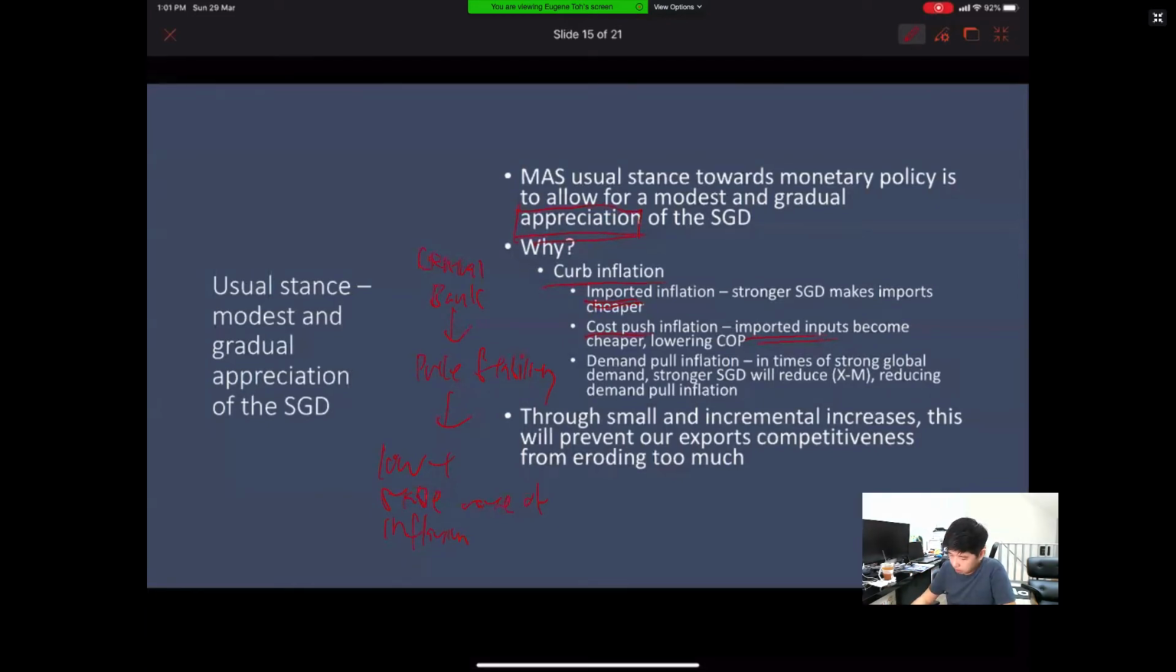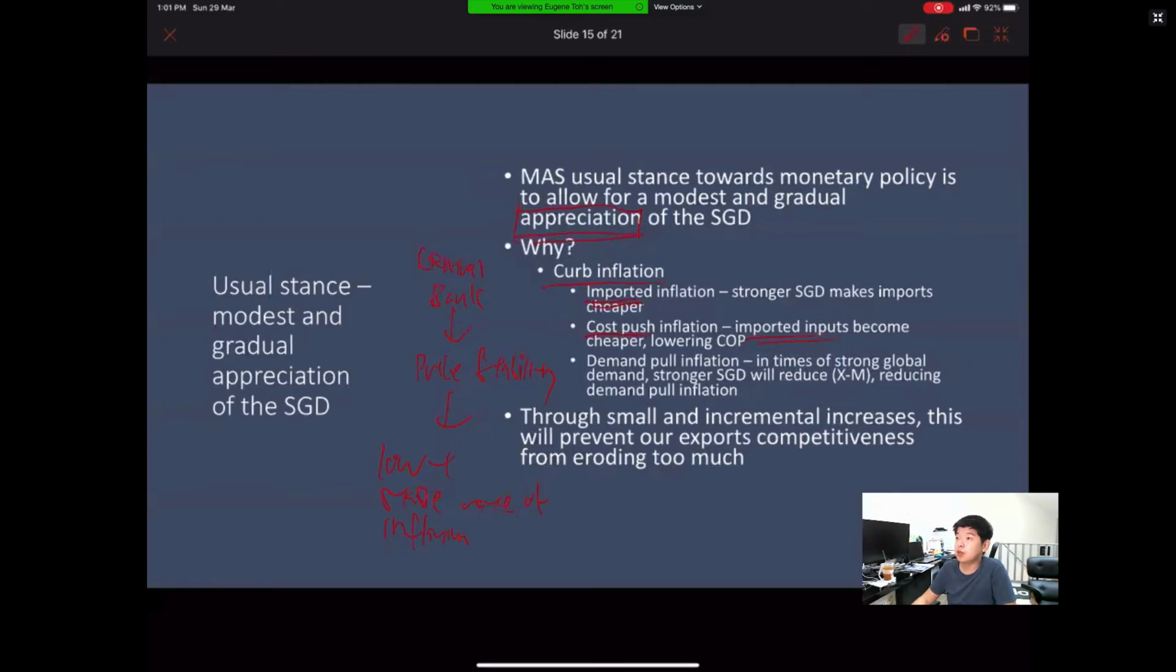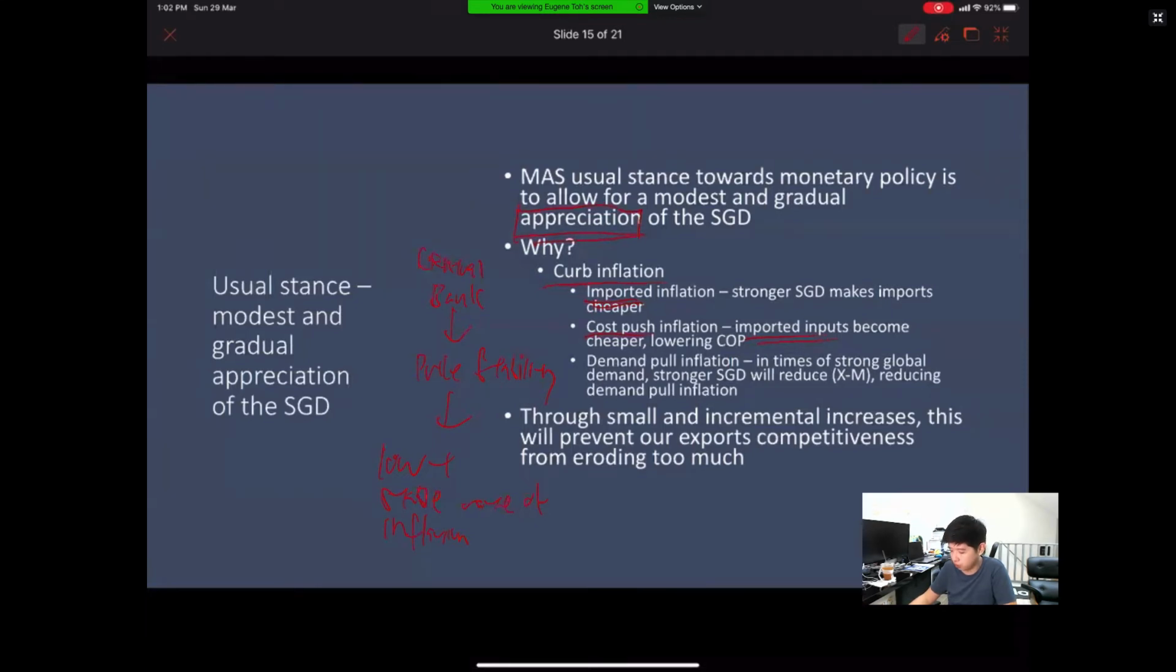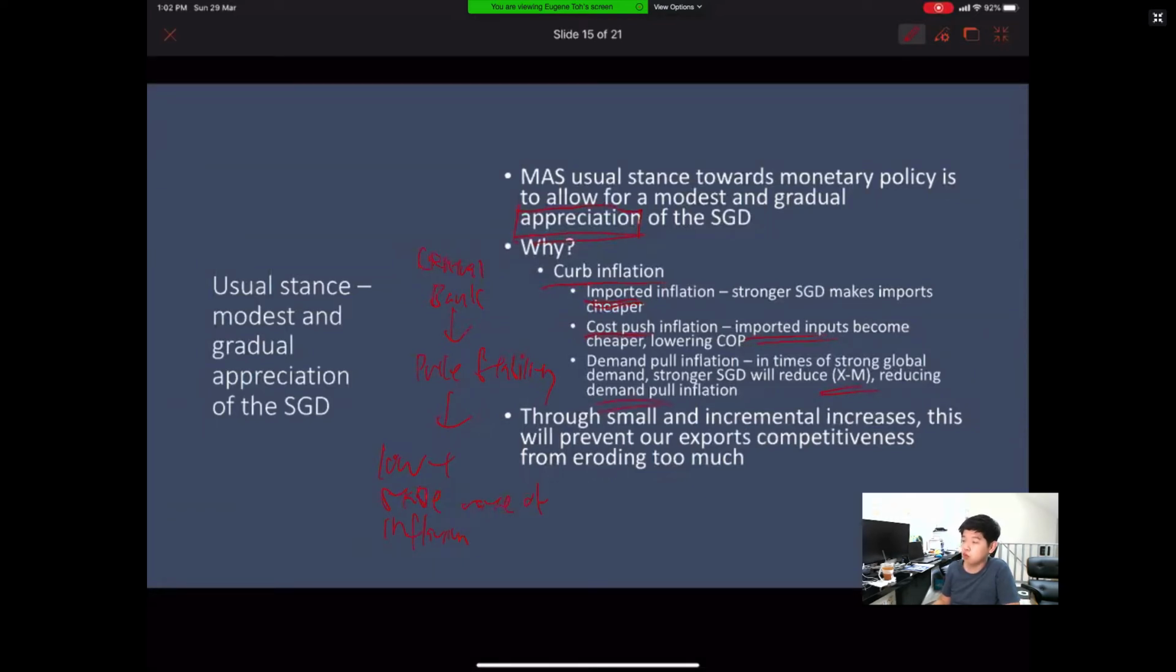Right, and lastly, because we are usually operating at full employment level, any increase in X minus M causes an increase in AD, which can cause demand pull inflation. So if the Sing dollar becomes stronger, your exports become more expensive. If your exports become more expensive, your X minus M will fall, your AD will fall, and it reduces demand pull inflation. So in other words, what is the appreciation of the Sing dollar supposed to do? It's supposed to deal with one problem, and that problem is inflation. Okay, so that is the thing about appreciation.